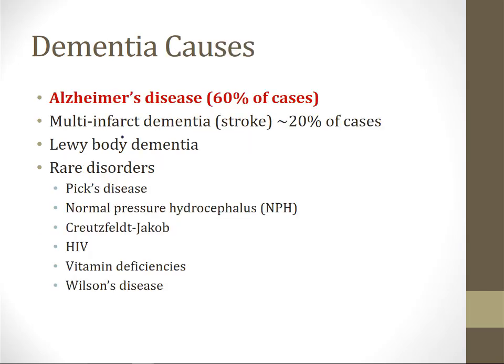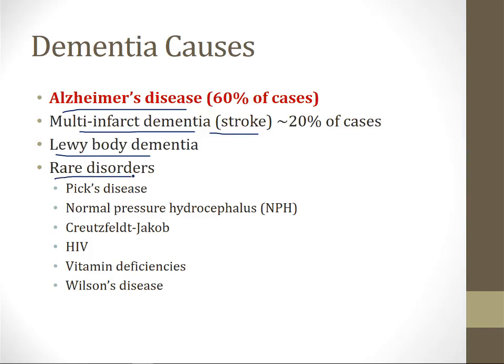On this slide, I've listed some causes of dementia. Alzheimer's disease is far and away the most common. The second most common is multi-infarct dementia. Basically, these patients have multiple strokes that destroy their cognitive function. Lewy body dementia is a type of dementia that involves movement symptoms like Parkinson's, and that can cause dementia.